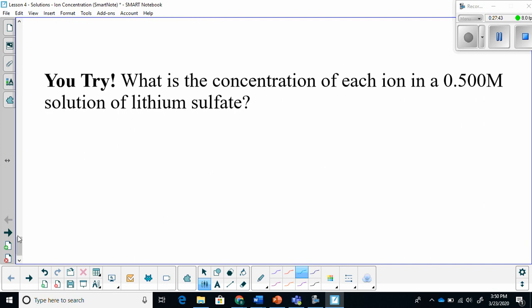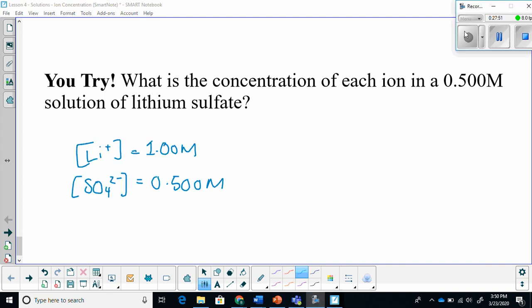Okay, you're going to try this one out on your own. So pause. When you're ready, come back. Okay, there's the answer there. If you did not get this, go through it again. Make sure that your molar ratio was not accidentally flipped. Okay, so first step, write your reaction. Second step, use your molar ratio and make sure it's correctly placed.